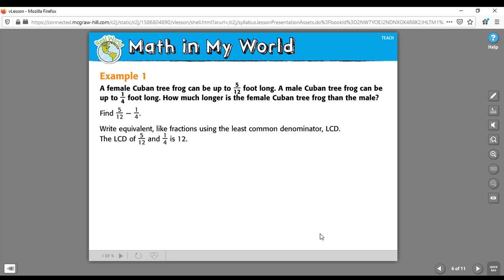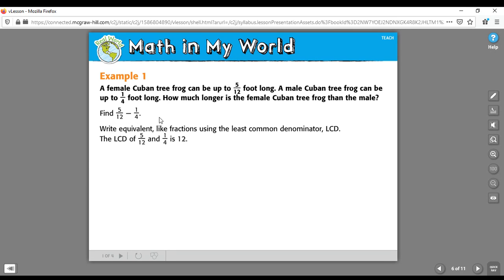So example number 1 says a female Cuban tree frog can be up to 5/12 foot long. A male Cuban tree frog can be up to 1/4 of a foot long. How much longer is the female Cuban tree frog than the male? So that should have given it away that it's a subtraction problem. We're trying to figure out how much longer the female Cuban tree frog is than the male. So we're going to do 5/12 minus 1/4.